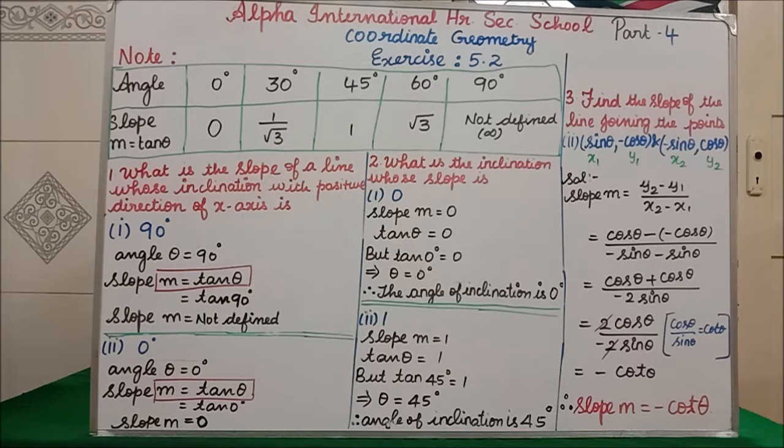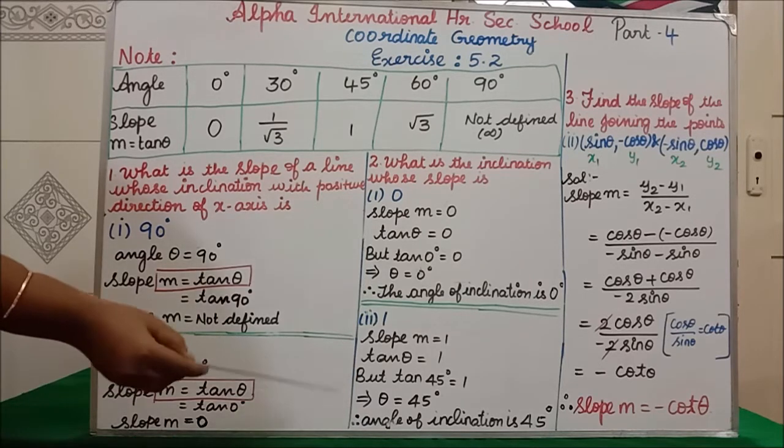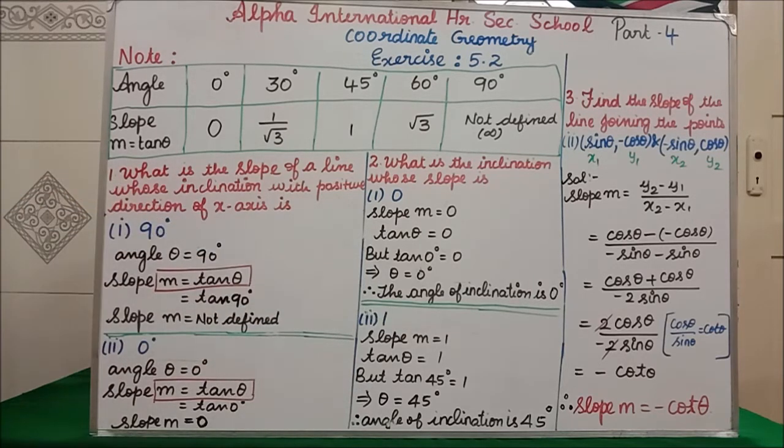We have seen this in part 4 at the very start. Angle of inclination is 45 degree. Clear students? The first question and second question are very simple and easy questions. Now let's see the third question.